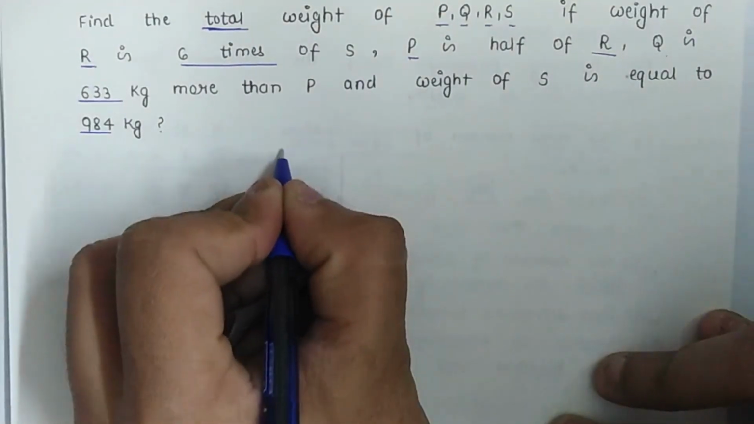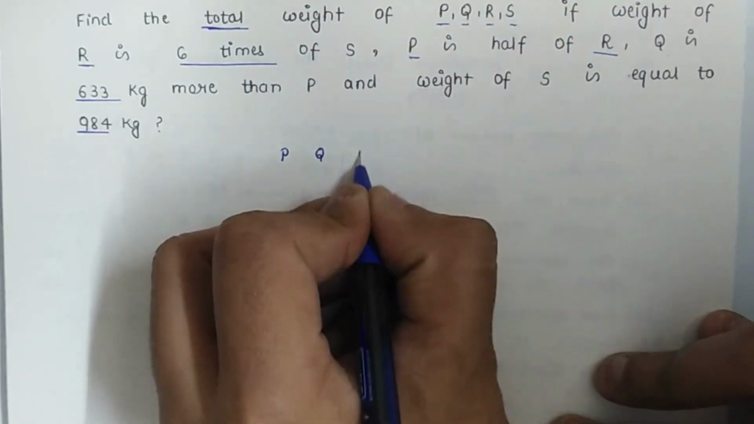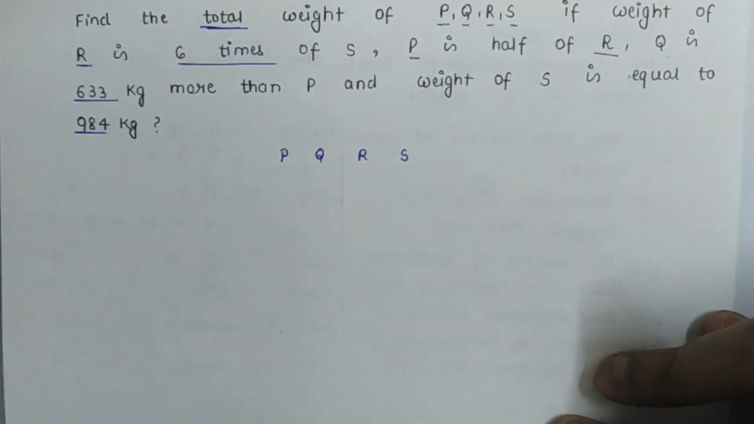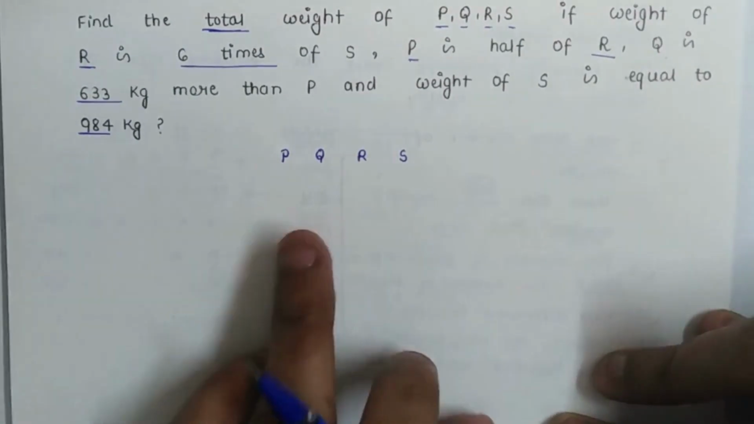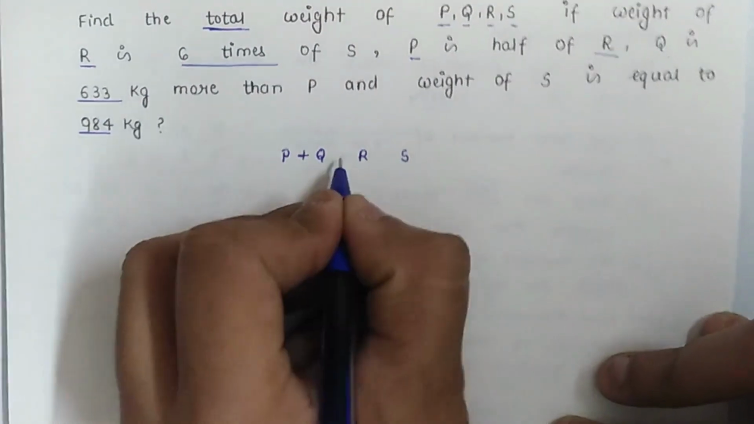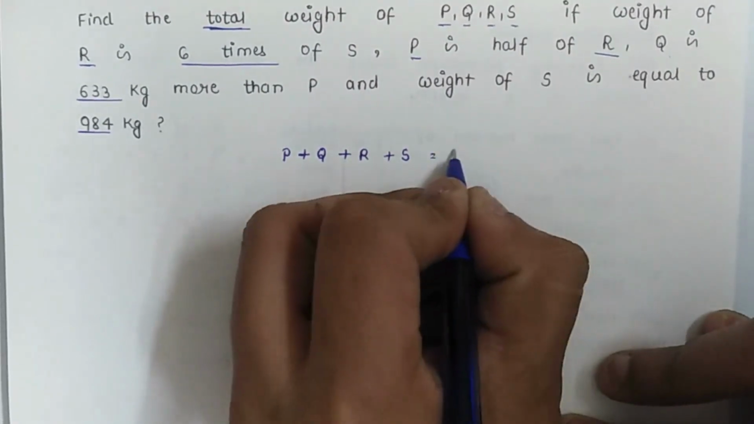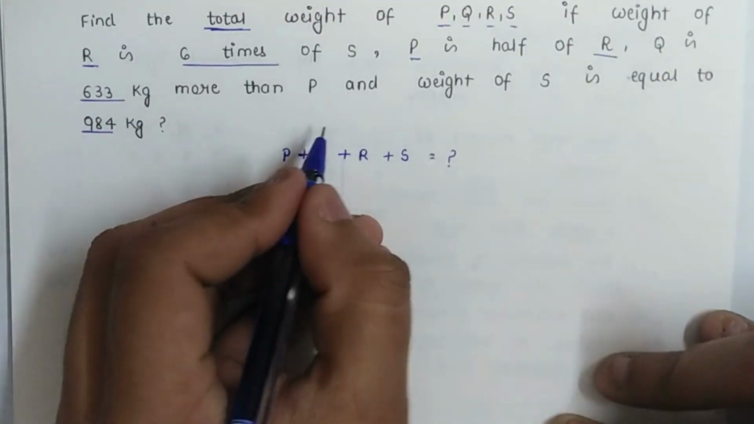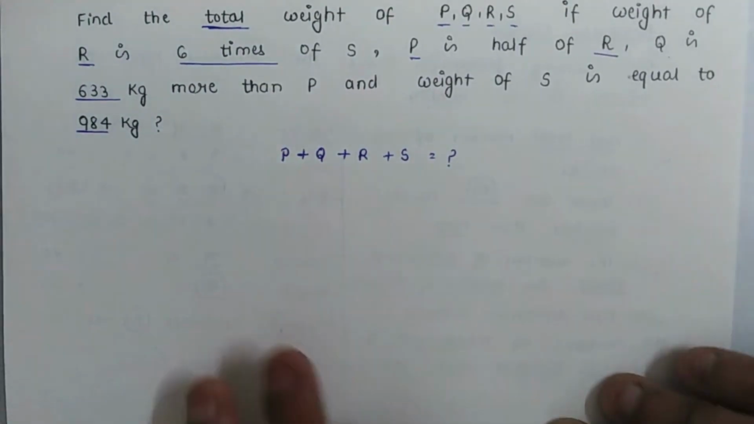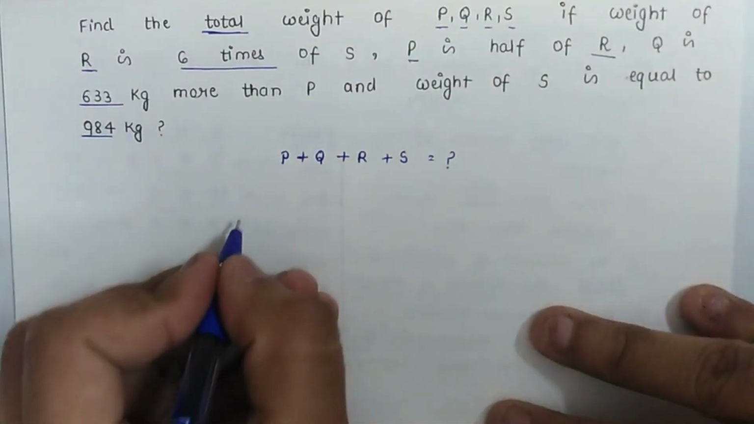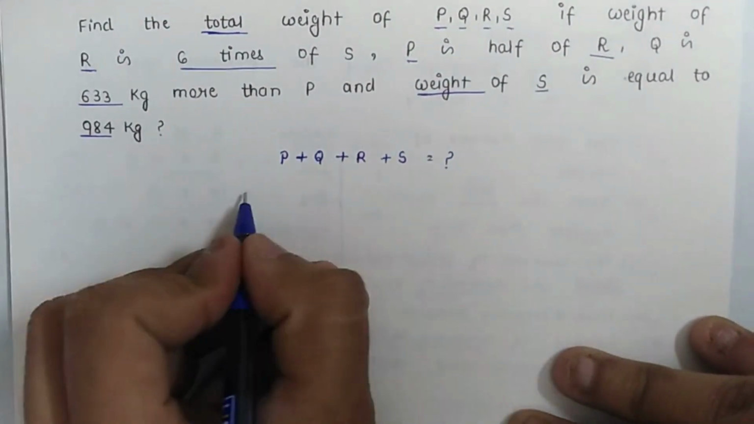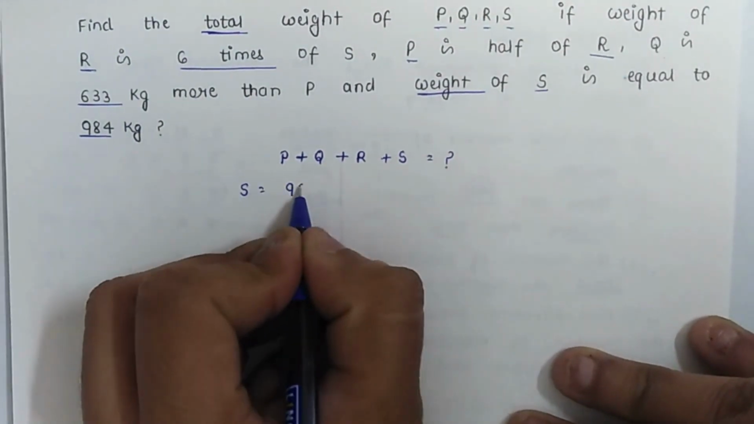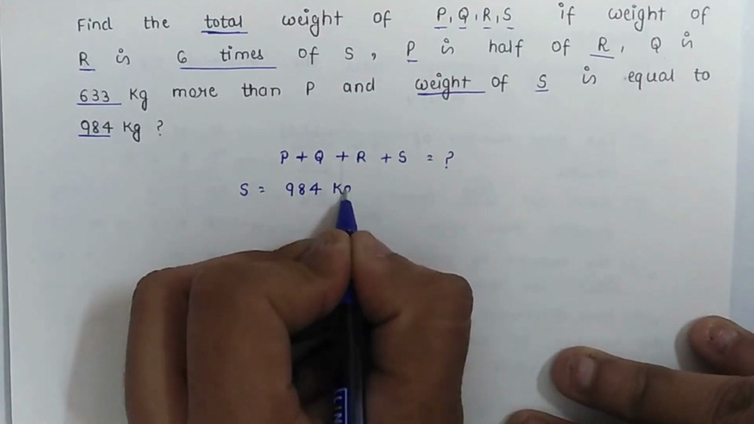So basically in this question we are given 4 weights, let's say P, Q, R and S, which are unknown to us, and we are given some conditions between each of them, and we have to find their combined weight. We don't know the value of P, Q, R and S. So how do we solve this question? If we look at the final line, the weight of S is equal to 984 kg.